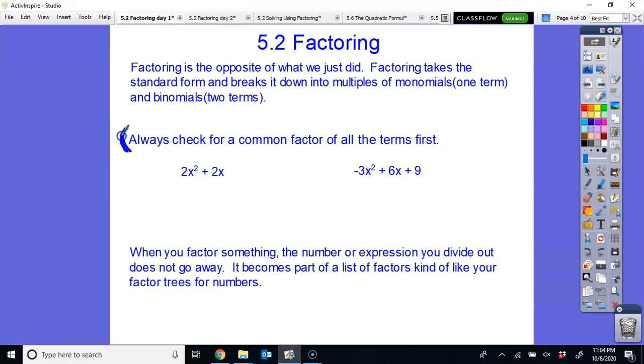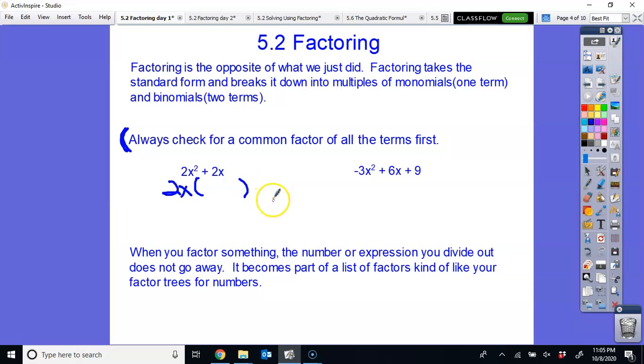So we're going to take a look at this little simple rule here real quick before we get into the uglier factoring. So factoring basically, guys, is the opposite of what we just did, the opposite of multiplying. So when we factor, we're going to divide something up or split it apart. Now that means if you look at these two right here, you can divide a 2 out of both of them right from the very beginning. And you can take an x out of both of them.